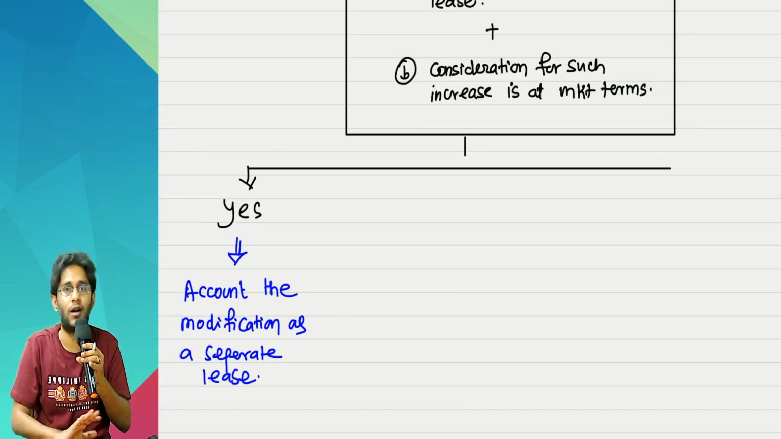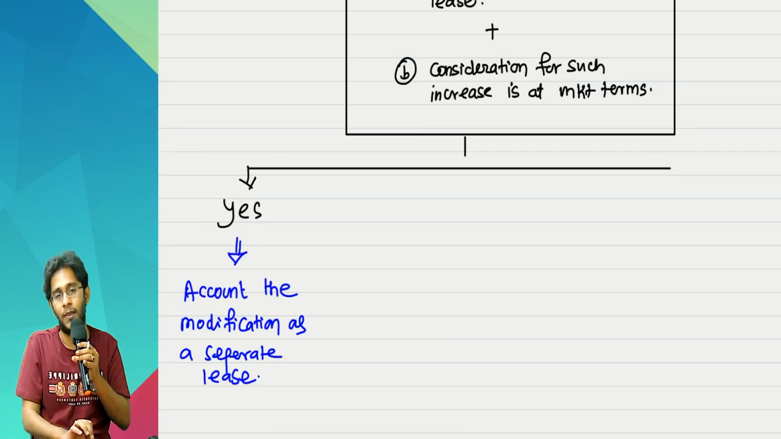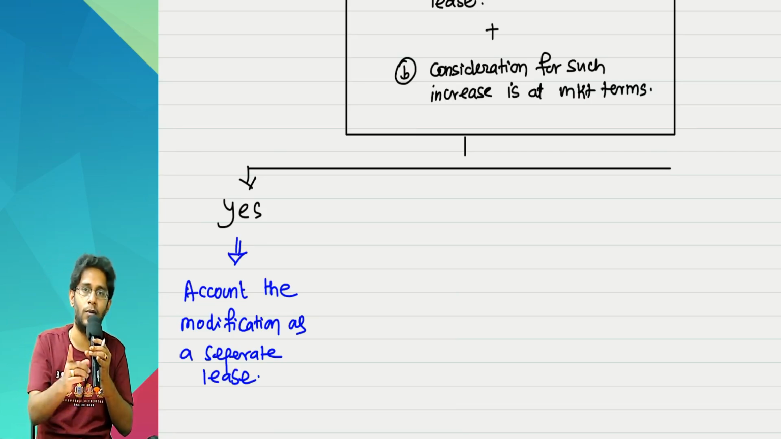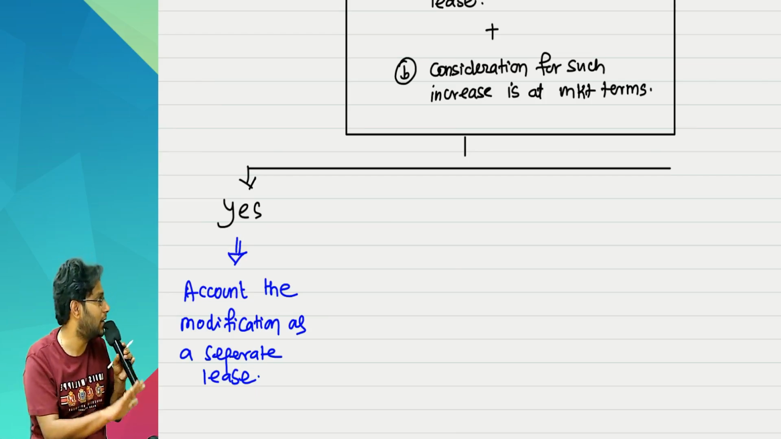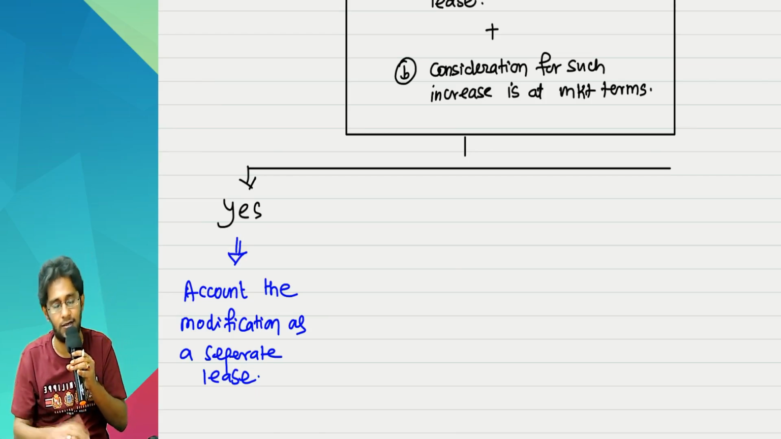There are no concessions given to you because you are already an existing tenant. Definitely an increase, not for a decrease, only increase. Plus the extra consideration should be on market terms. It should be commensurate with the market lease rent. Then these points are satisfied. Then separate lease.